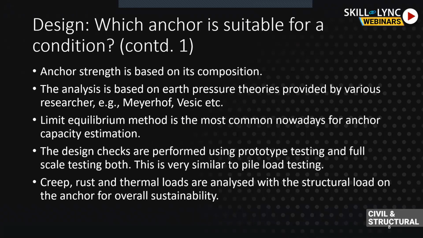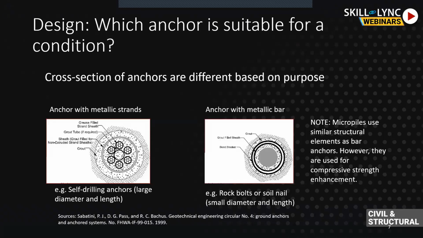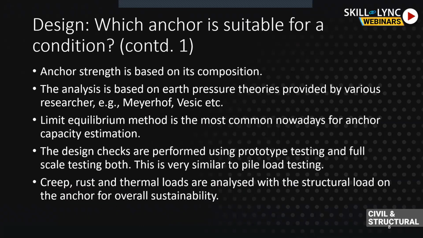So we find the anchor strength based on the composition of the anchor, as we described earlier. You can see that this metallic strand kind of anchor, like the self-drilling anchor, generally has better strength in tension as well as friction, both. But the application can be different. The basic theories are provided by Mayerhof, and nowadays there are several theories as well, but the basic theories are based on the work of Mayerhof. They provided the theory of pullout and tension capacity of an anchor.